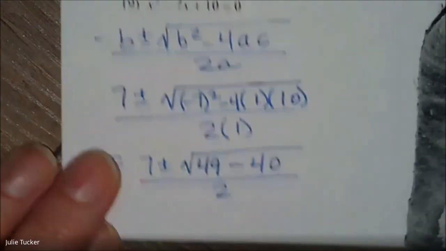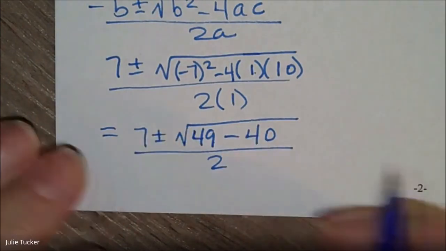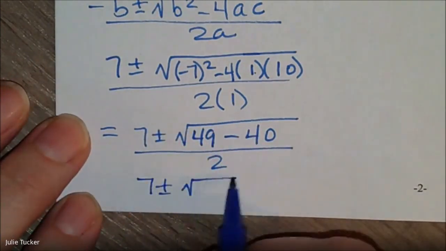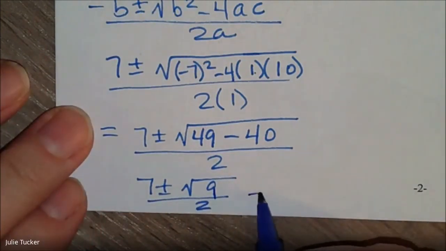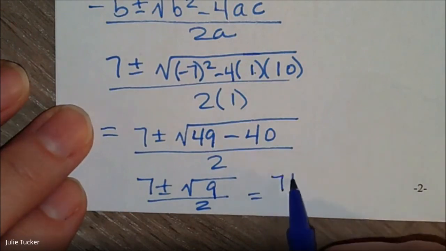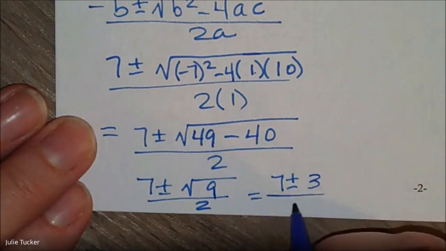And what is 49 minus 40? No, it's just 9. It's like 9 minus 0. So this will be 7 plus or minus the square root of 9 over 2. So what number times itself is 9? What's the square root of 9? Huh? Did you say 1? 3. Yeah, 3. I just misunderstood you, I think.